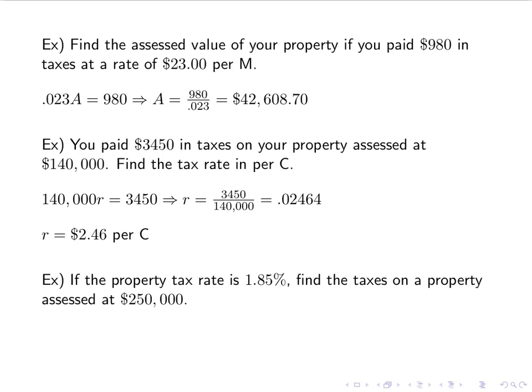And then as the last one, if the property tax rate is 1.85%, find the taxes on a property assessed at $250,000. So we're going to put it into our equation. 1.85% as a decimal, if we've moved the decimal over twice, gives us 0.0185. So we have 250,000 times 0.0185 will equal our tax, and that is $4,625. So let me know if you have any questions.